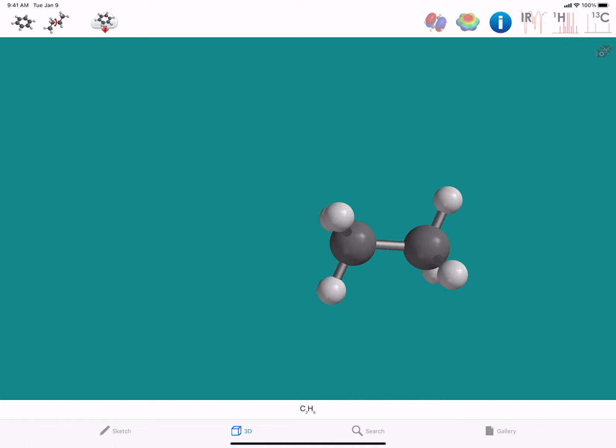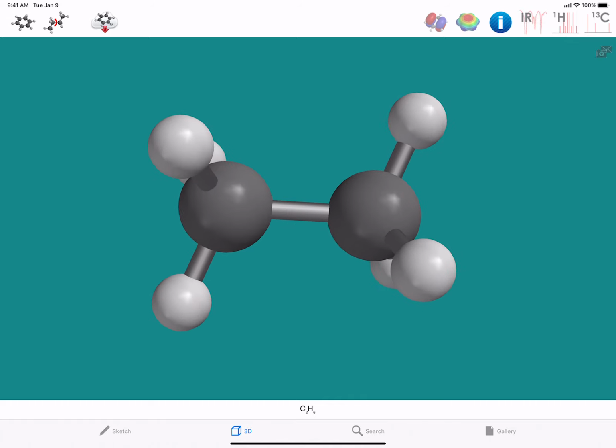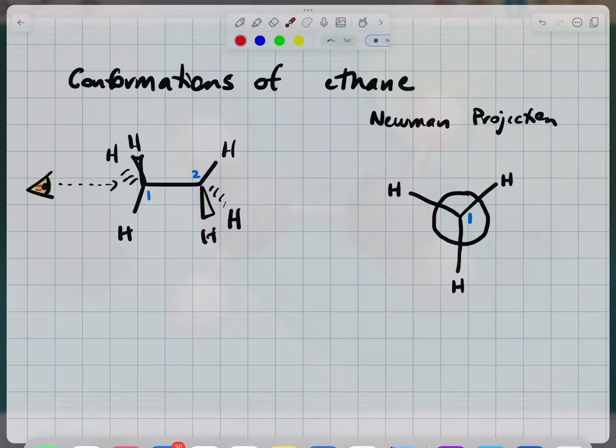Where is the laser pointer? Oh well. The tube in the middle between the two carbons.